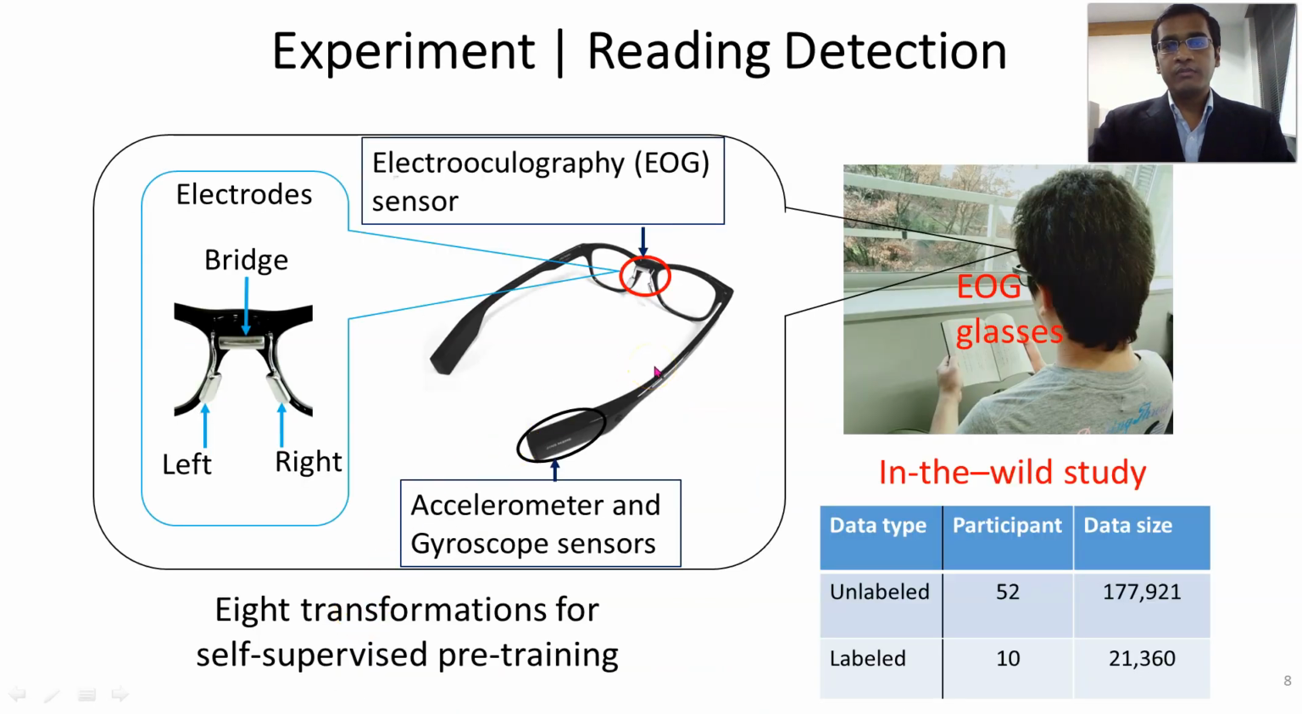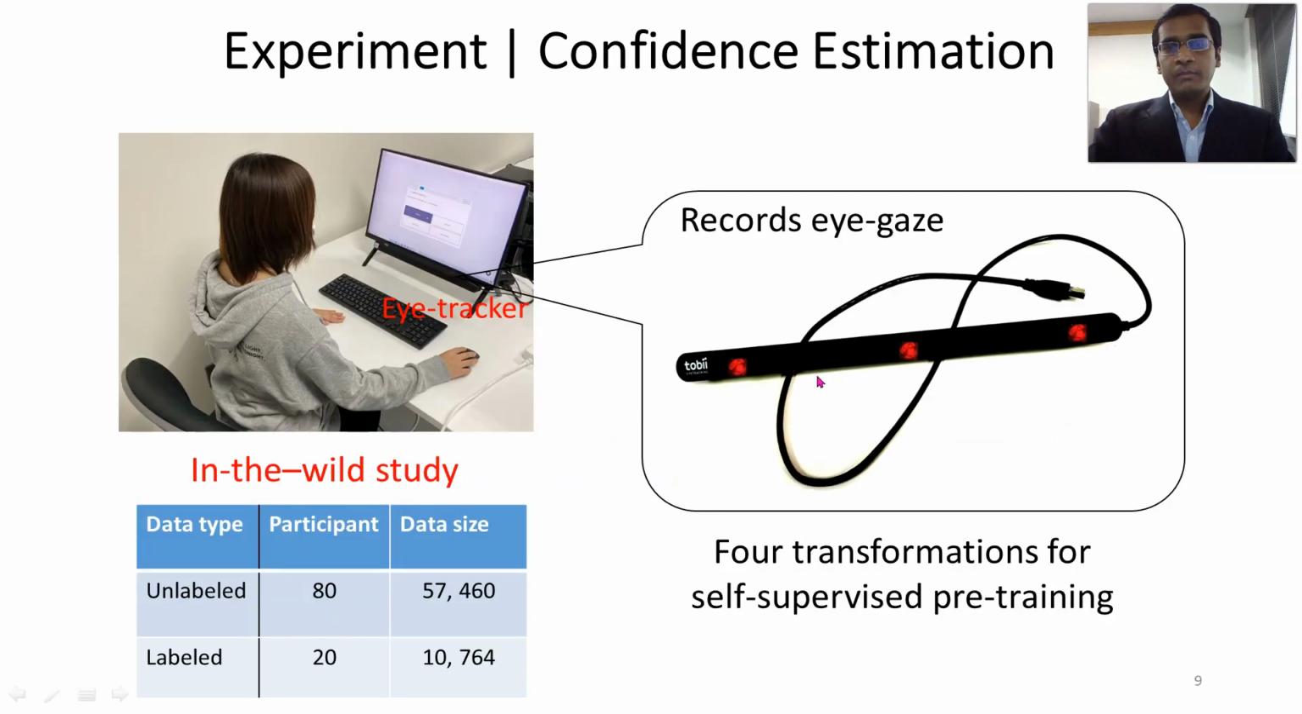The experimental setup for reading detection is shown here. We record accelerometer, gyroscope, and electrooculography data by employing EOG glasses, while the user was reading text in the wild condition. The experimental setup for confidence estimation is shown here. We record eye gaze by employing an eye tracker, while the user was solving multiple choice questions in the wild condition.